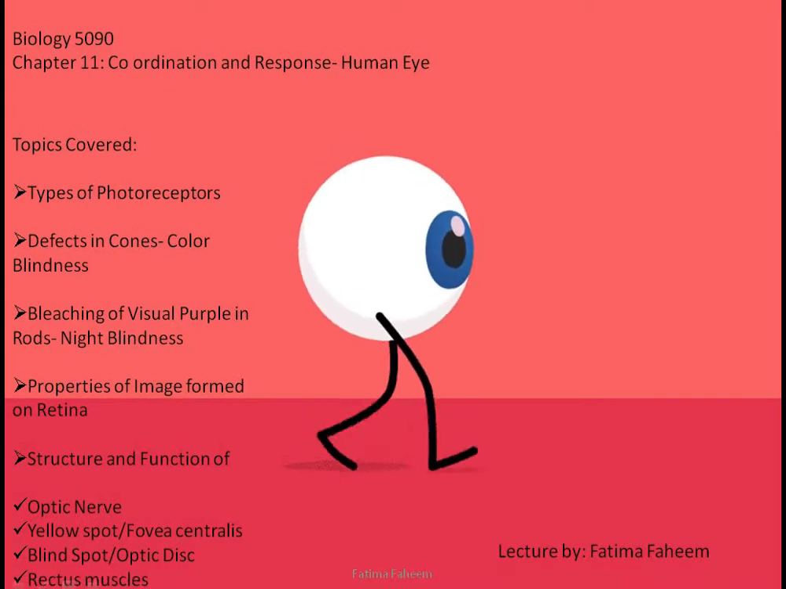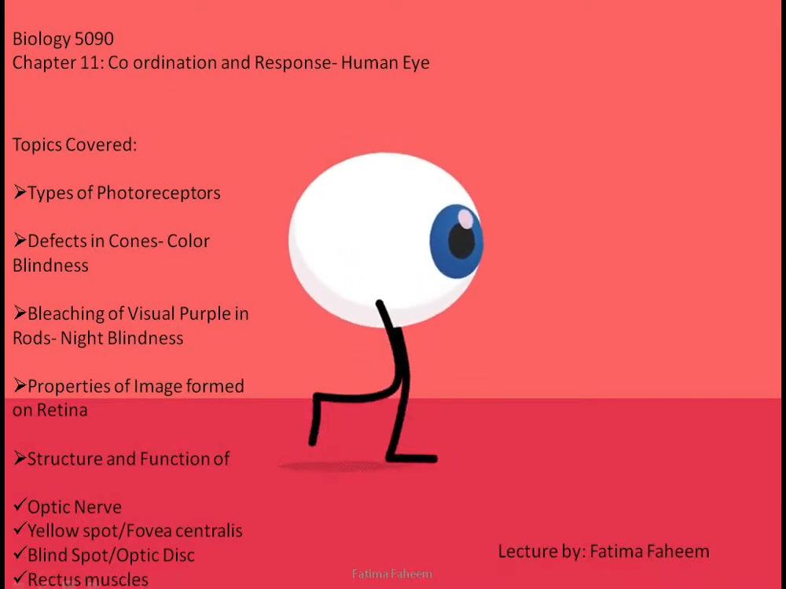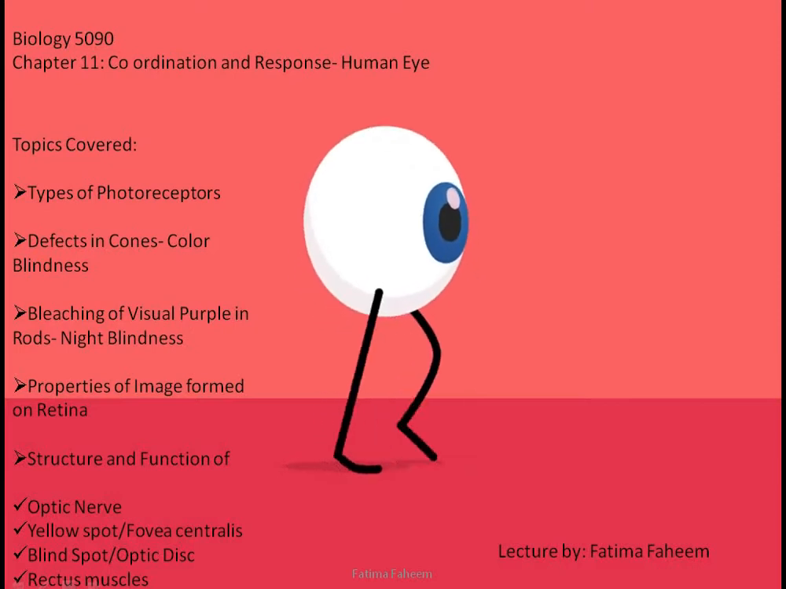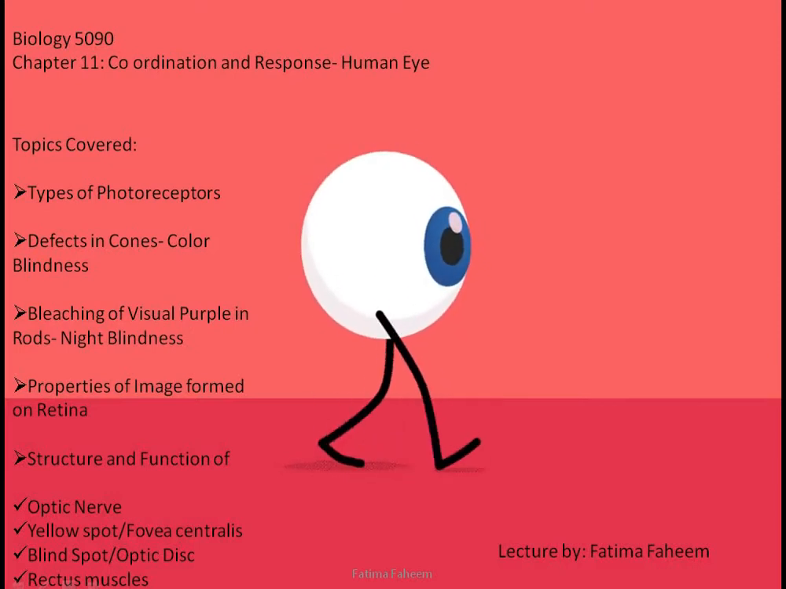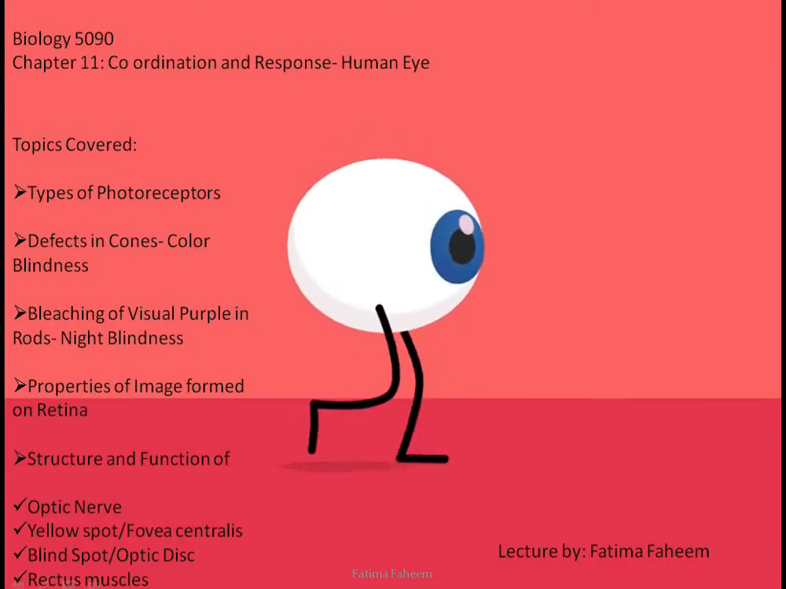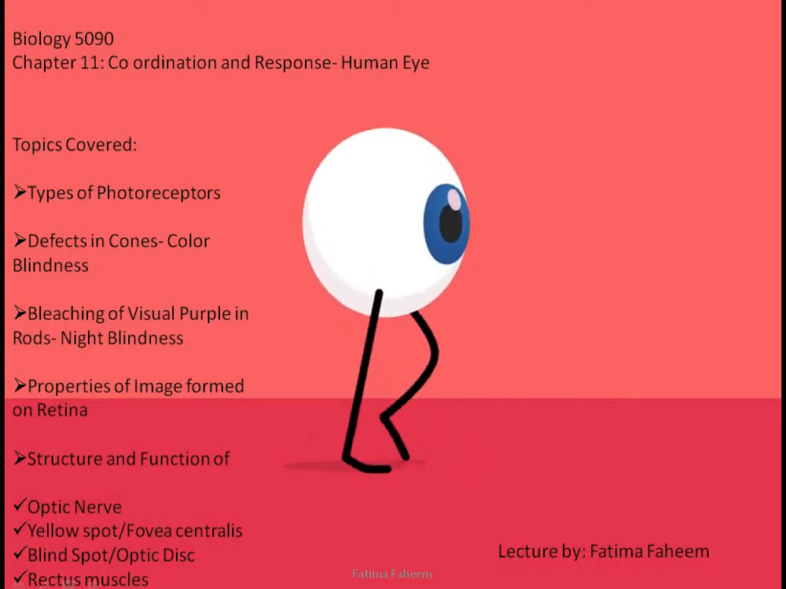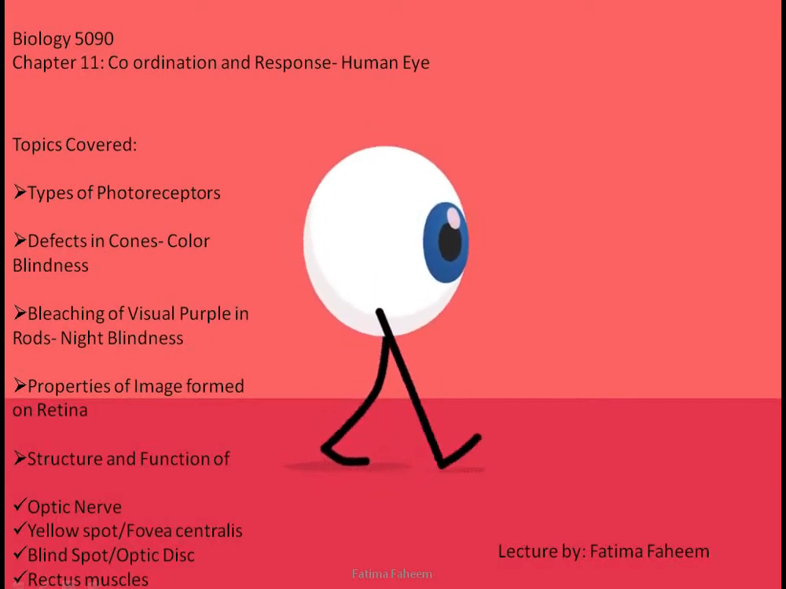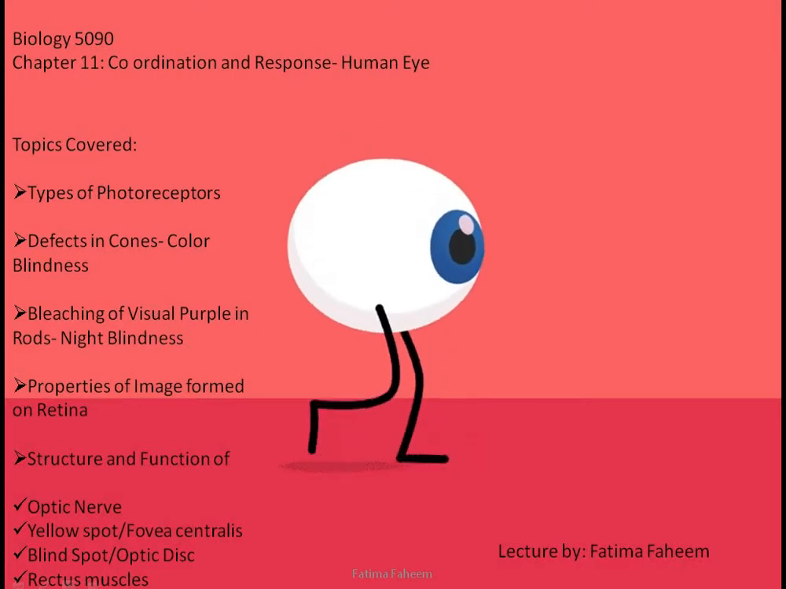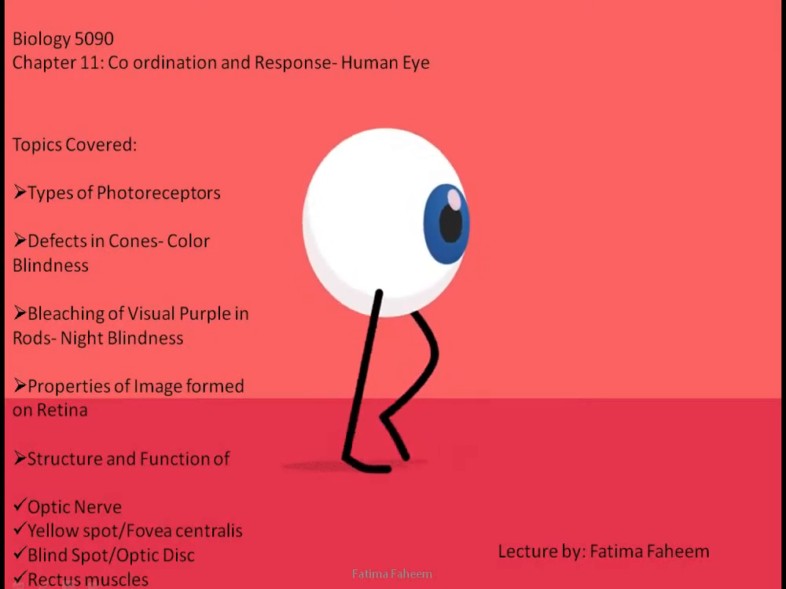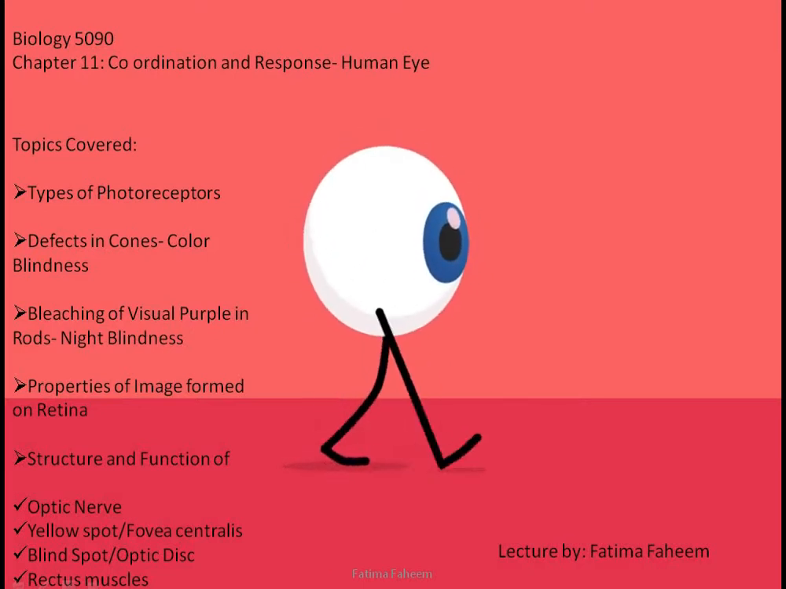Okay, students, today's topics are types of photoreceptors. We will see how many types of light sensitive cells are present on the retina. We will also see the defects in cones and rods. Cones and rods both are photoreceptors. These are the cells that are sensitive towards light.